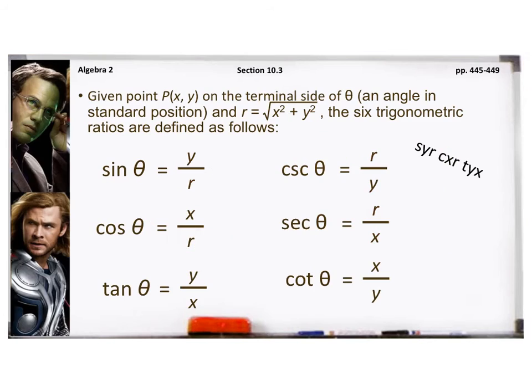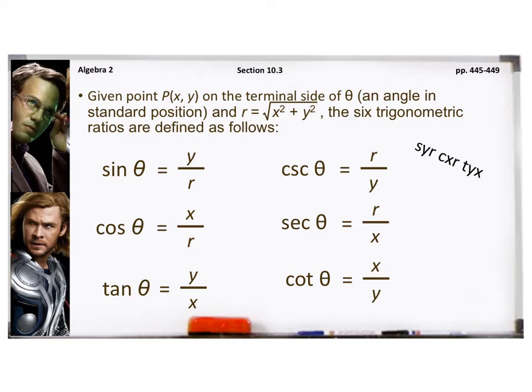Now we're looking at slide 7. Given the point (x, y) on the terminal side of an angle in standard position, r, which is our distance to the origin, is found by doing the square root of x squared plus y squared.